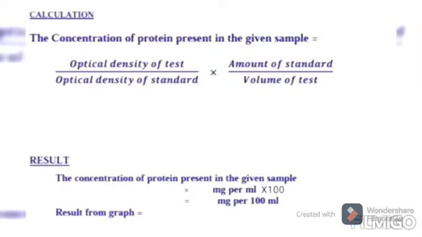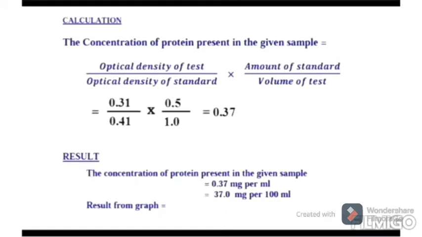Calculation. The absorbance or optical density is taken as the index for measuring the concentration of samples. Absorbance does not have a true unit, and you can see the formula there: OD of test divided by OD of standard, multiplied by the amount or concentration of standard used for the test, divided by the volume of test used in the experiment. The result is expressed in milligrams per ml, which can be multiplied by 100 to give milligrams per 100 ml.